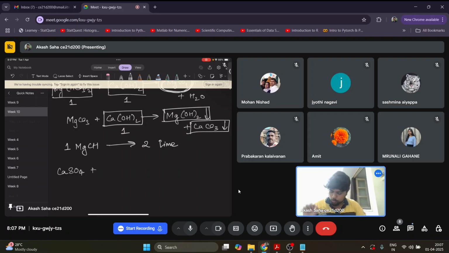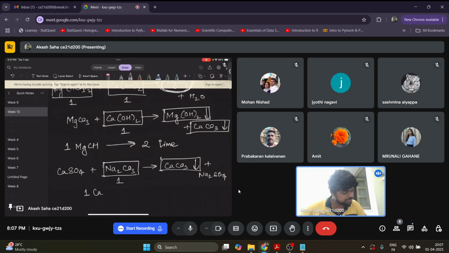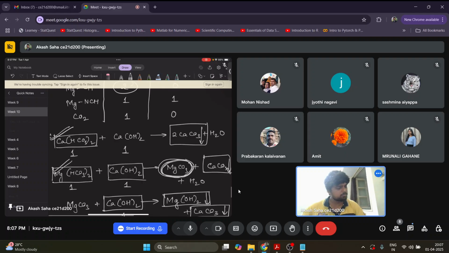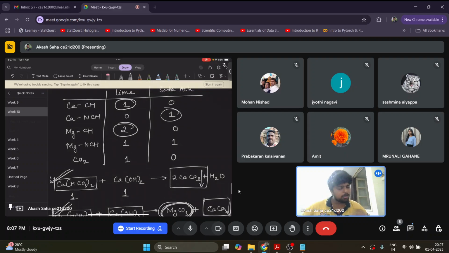So CaSO4 will not react with lime, but with soda ash. Soda ash is nothing but Na2CO3. So we'll get again CaCO3, which will get precipitated, plus Na2SO4. So we can say that for 1 mole of calcium non-carbonate hardness, we need 1 mole of soda ash.